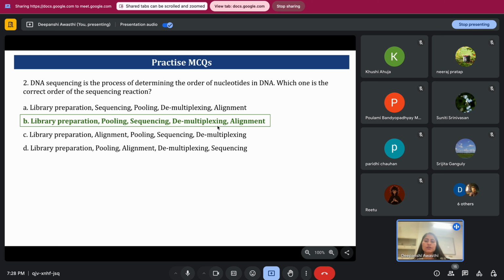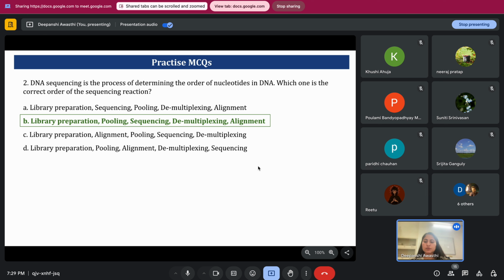After sequencing you go for demultiplexing. We have not discussed demultiplexing till now, but it comes in when we are talking about multiple samples, because multiple fragments are present. In multiple samples we provide different labels to each sample, which is done in the form of barcodes. In that case we have to demultiplex to sort out which sample each particular sequence belongs to, and then ultimately we perform alignment to know to which region that sequence belongs. So option B is correct.